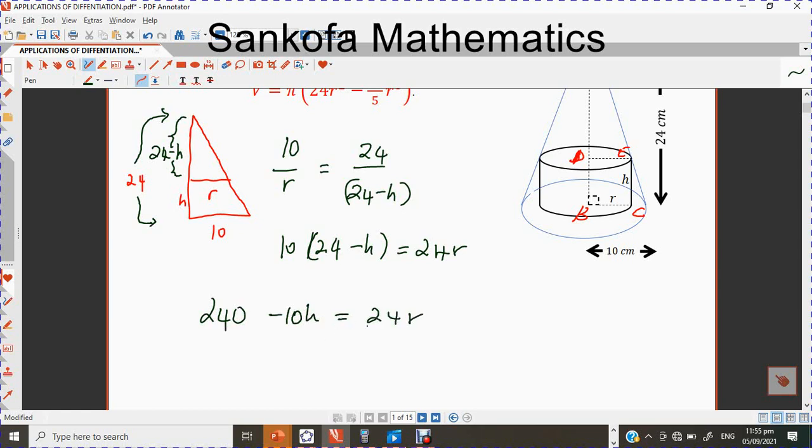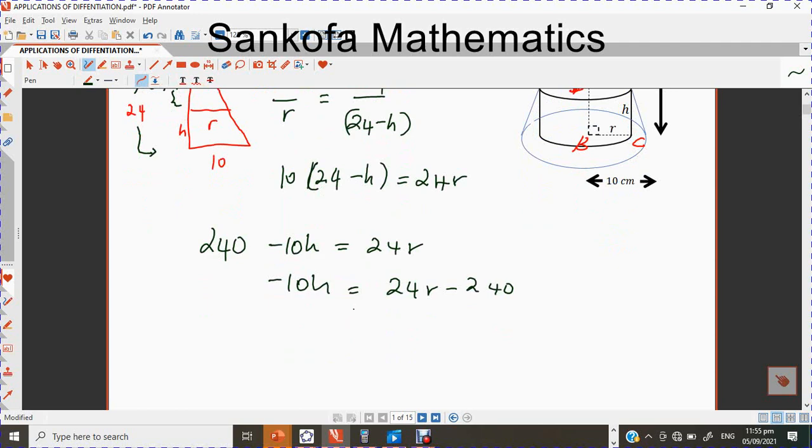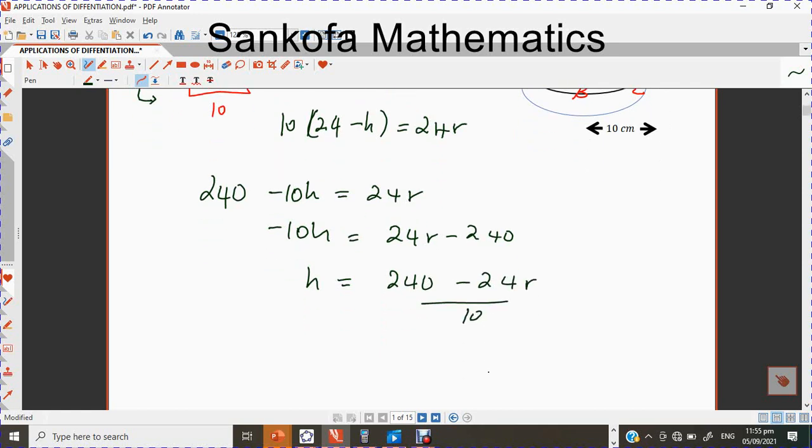In fact, there's also another way. The idea here is for you to make h the subject of the formula. So I'll have minus 10h is equal to 24r minus 240, and then I'm going to divide throughout by negative 10. When I divide by negative 10, I'm going to have 240 positive minus 24r, all of this divided by 10. Which means this becomes h equals 24, because 10 goes in there, minus 2.4r.